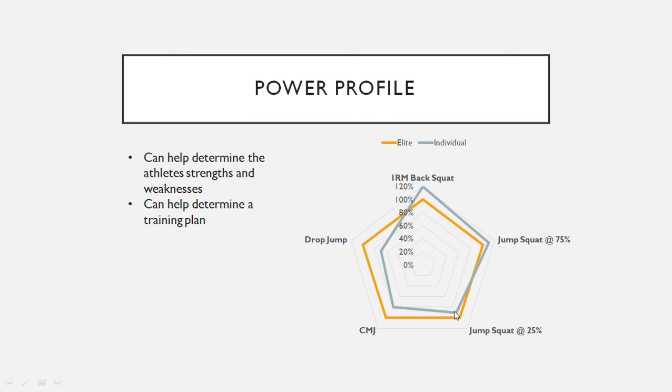But when we start getting lighter and trying to implement some speed, he's actually worse than the average. So for this athlete, the best way to train is going to be doing more higher velocity type movements rather than high force. So if we have this sort of power profile, we can help determine strengths and weaknesses of the athlete, and help determine what we actually need that athlete to train in order for them to get more powerful optimally for them.